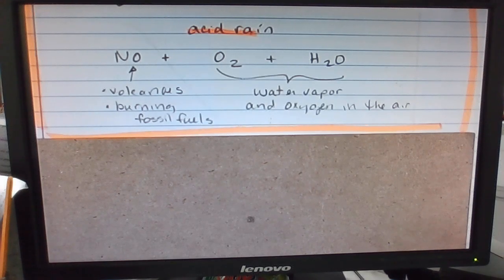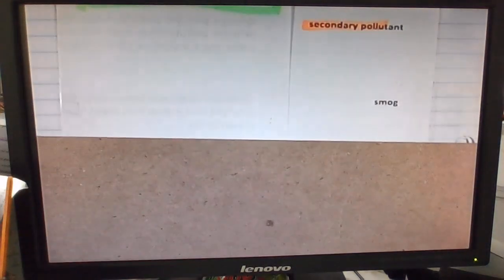All right. So now we've got some of the primary pollutants that we're adding. We've got it interacting with this air and the sunlight that's already there. Smog is kind of like fog, except smog has those pollutants in it.